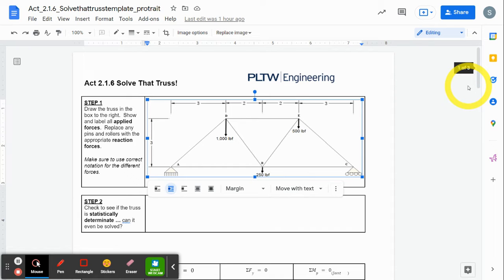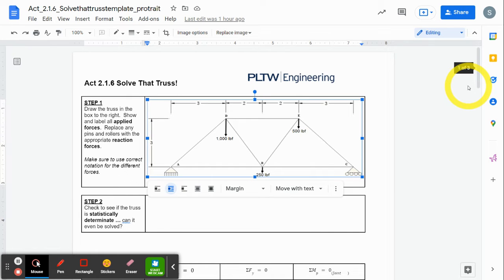Step one tells us that we are going to draw the truss in the box to the right and show and label all applied forces. You're going to replace any pins and rollers with the appropriate reaction forces. And the note they tell you here is to make sure to use the correct notation for different forces.